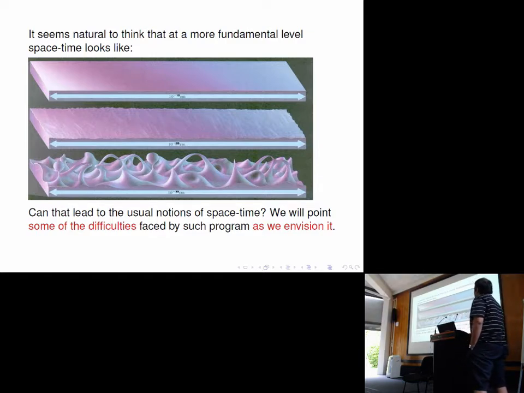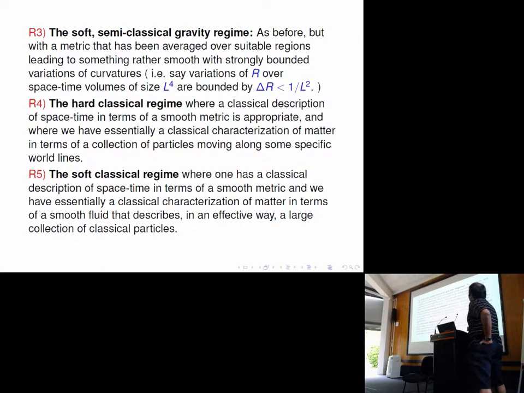That is a hard semi-classical regime. On the other hand, you could try to probe space-time with something of this size. Then you would be in regime number 3, because over this region the variations of the curvature are very small. What is the difference between regime 3 and regime 4? Regime 4 is already classical, where you describe particles in terms of point-like objects moving on a given geometry. So the difference is only on the matter side? Right. In going from 3 to 4, matter is described quantum mechanically in regime 3, and already classically in regime 4.